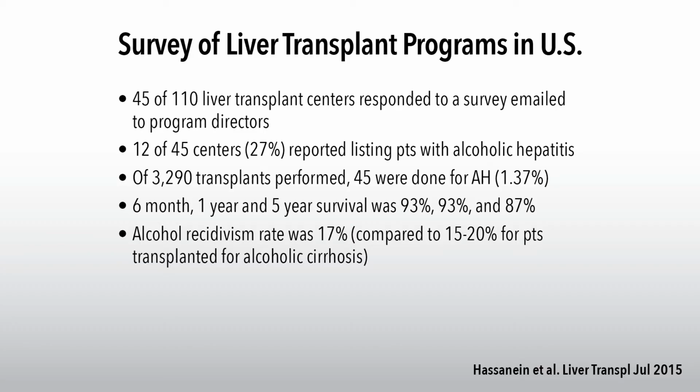Remember, this is a group of acute severe alcoholic hepatitis. Comparing the 17% alcoholic recidivism in this acute group to the 15 to 20% in the literature for patients transplanted for alcoholic cirrhosis, we can say that in a selected group of patients, under the parameters that we described before, this is a group that can be considered for transplantation. Again, a very selected group. When we talk about severe alcoholic hepatitis and liver transplantation, we have come a long way.